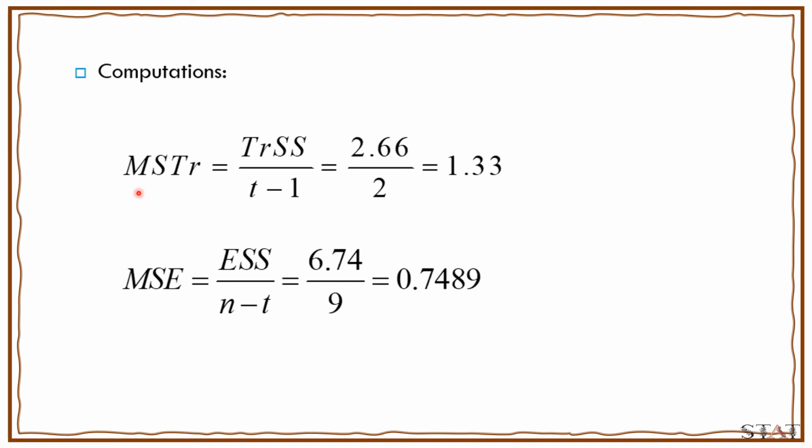So another one, the mean square treatment, again, treatment sum of squares divided by t minus 1, or the treatment level. So we have 3 minus 1, that is 2. So 2.66 divided by 2 is equal to 1.33. And then another one is our MSE, or mean square error. So it is equal to error sum of squares divided by n minus t. So 6.74 divided by 9 is equal to 0.74.